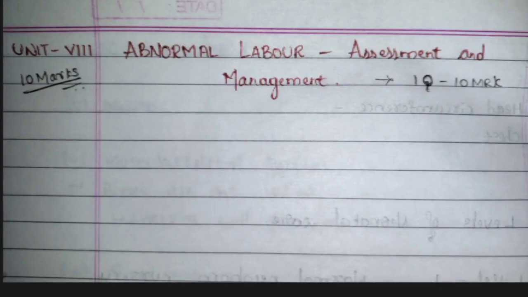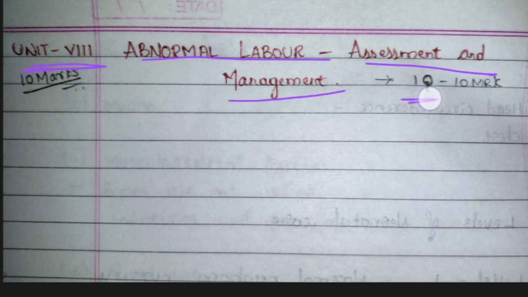Guys, welcome back to the channel, and today we are going to see Unit 8, that is Abnormal Labor Assessment and Management. From this chapter you will get only one question, that is for 10 marks, a long essay. So if you learn this chapter, you will be perfect with 10 marks.